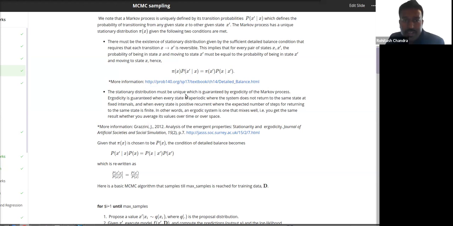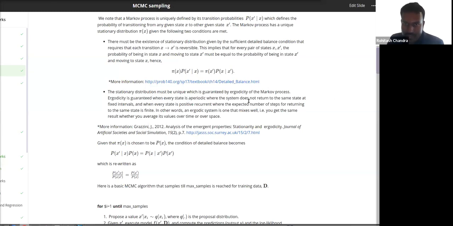So that stationary distribution must be unique, which is guaranteed by ergodicity. So we need to know the ergodicity of the Markov process. Ergodicity is attained when every state is aperiodic.